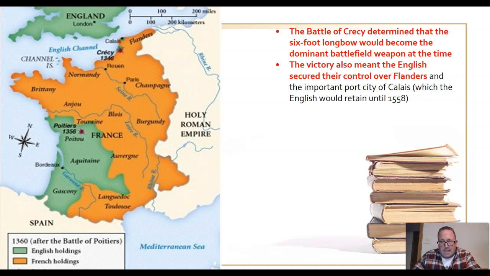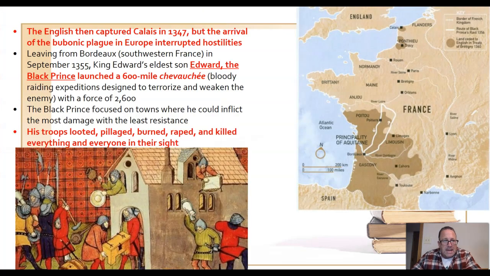Okay. Yeah, it says they secured control over Flanders, the English did. Now the next thing that happened was they captured the city of Calais, which is right up here, right up on the coast, and that was in 1347.